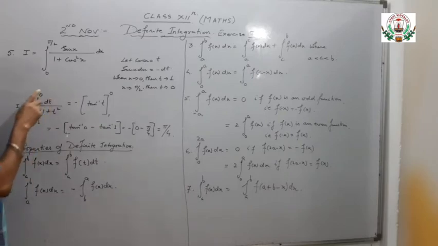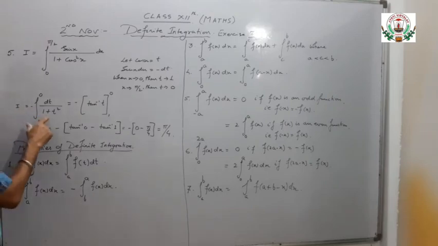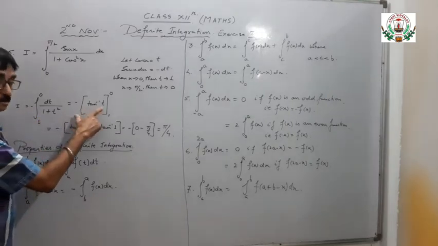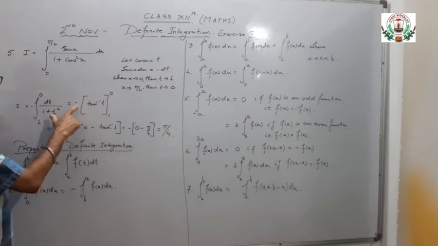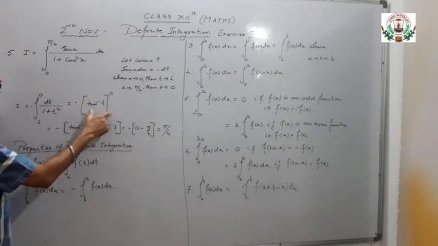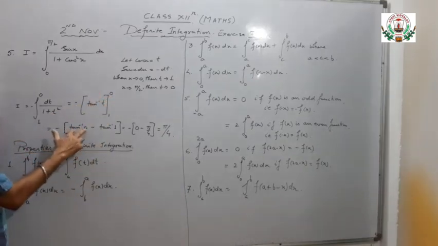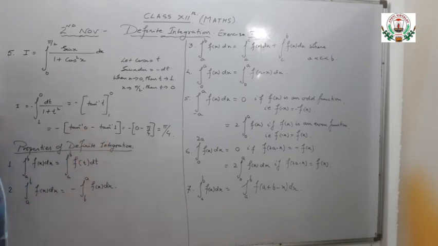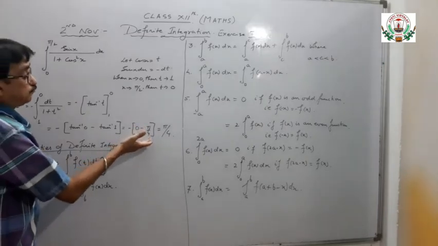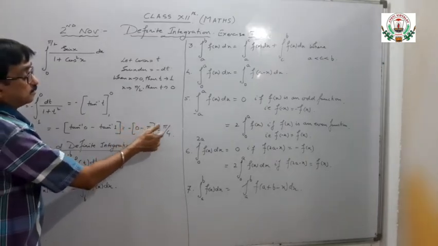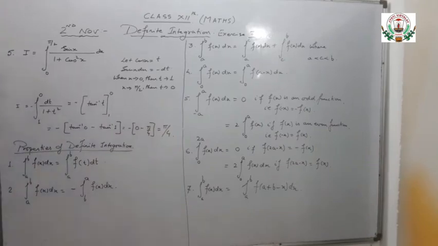So integration of dx upon 1 plus x square is tan inverse of x. So integration of dt upon 1 plus t square will be tan inverse of t. So minus tan inverse of t, 1 to 0. So upper limit minus lower limit. As we know from the inverse trigonometry functions we have studied, tan inverse 1 can be written as pi by 4. So after opening the bracket we get the final answer as pi by 4.